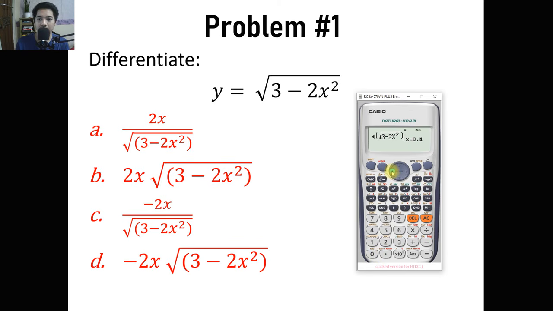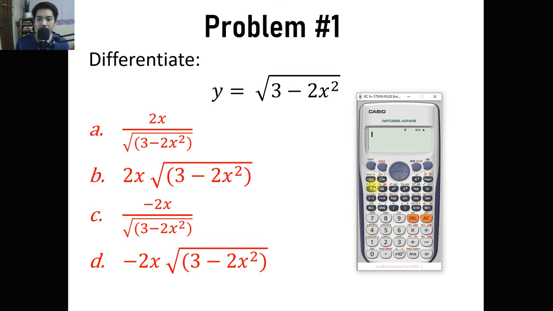So we will be inputting a value of x of 0.1. It means that the calculator will get the derivative of this function and substitute 0.1 for x, and it will give us a value. Let's click the equal sign. This is the value that we get upon differentiating with x equals 0.1. We can store this in our variable A for comparison later on. Then we are going to compare this answer to our choices.